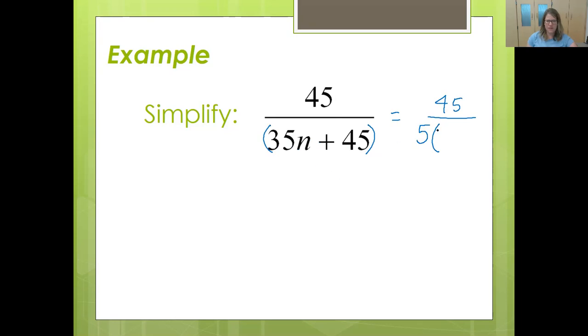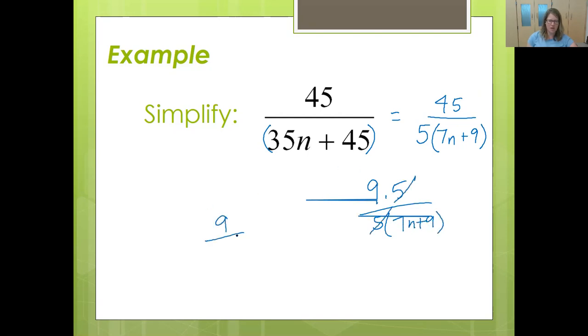So 35 divided by 5 is 7. So this would be 7n. And then 45 divided by 5 is 9. So I can pull just the greatest common factor out. The 7n plus 9 is a number that I can't break away half of. I can't cancel out half of it. I just have to think of it all as one number. So the only way 7n plus 9 will cancel out is if there's another 7n plus 9 on the top. 45 is 9 times 5, right? And then we have the 5 times 7n plus 9. So those two will cancel, and I'm left with 9 over 7n plus 9.